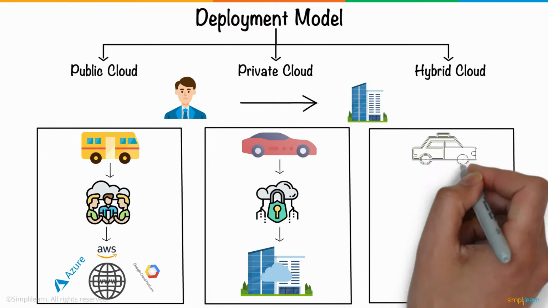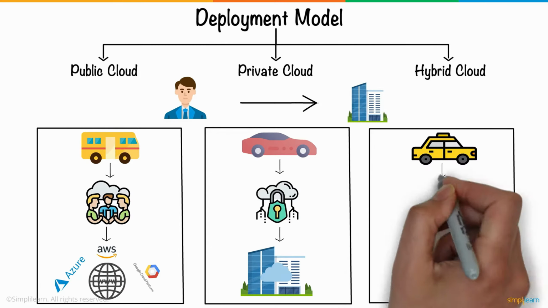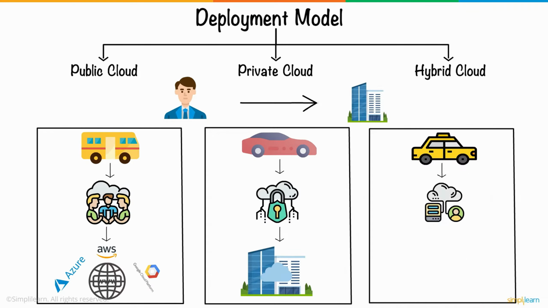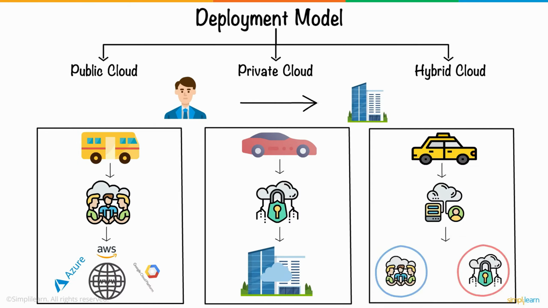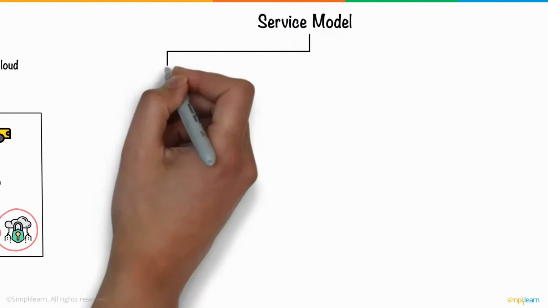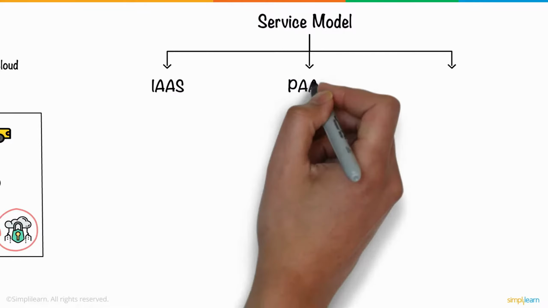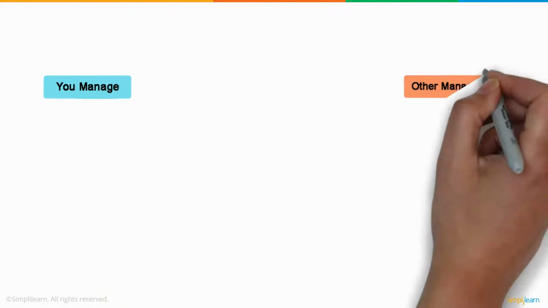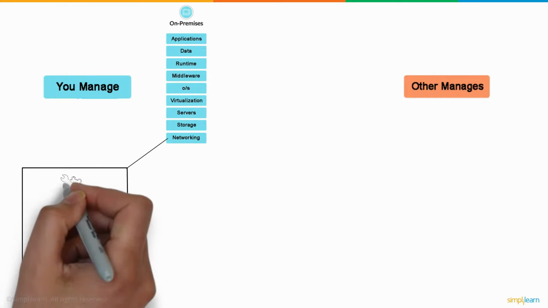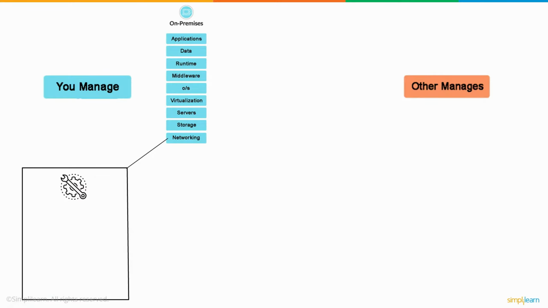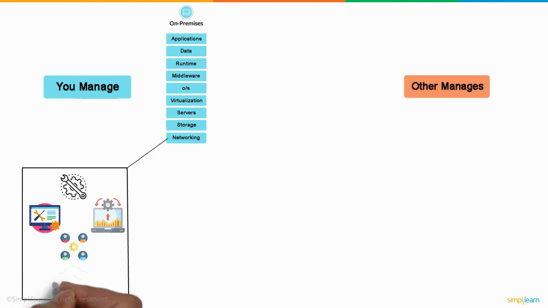And finally, you have the option to hail a cab. This represents the hybrid cloud. A hybrid cloud is a combination of the functionalities of both public and private clouds. Next, let's have a look at the service models. There are three major service models available: IaaS, PaaS, and SaaS. Compared to on-premise models, where you'll need to manage and maintain every component, including applications, data, virtualization, and middleware, cloud computing service models are hassle-free.